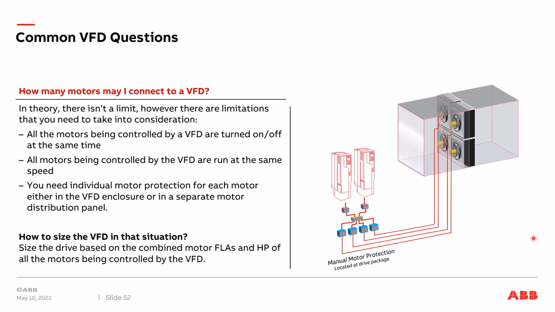How to size the VFD in this case? The size is based on the drive combination motors' full load amps and horsepower. So you take all the motors, calculate the full load amps by totaling them all up, and take all the motors' horsepowers and total them all up. And you size the ACH 580 for the horsepower and the full load amps.